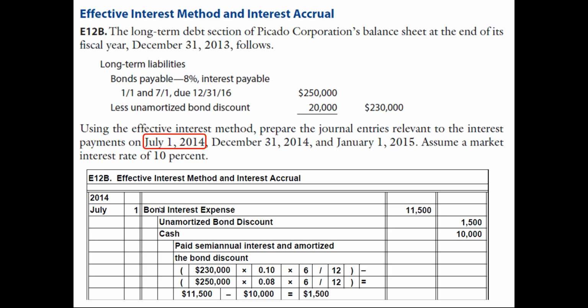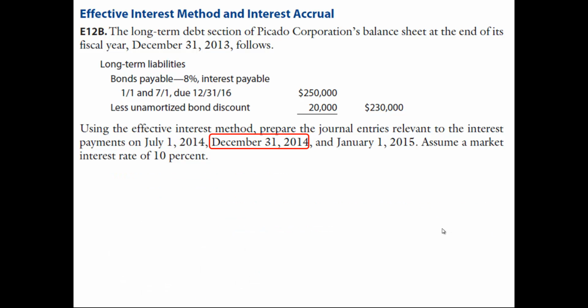Remember that using the effective interest method, bond interest expense is calculated by taking your carrying value, which is $230,000, times your market rate, times 6/12 when interest is paid semi-annually. So that equals the $11,500. Then we calculate cash, which is the face value of the bonds, times the face rate, times 6/12, which equals $10,000. And then the balance in the unamortized bond discount is the difference of the two.